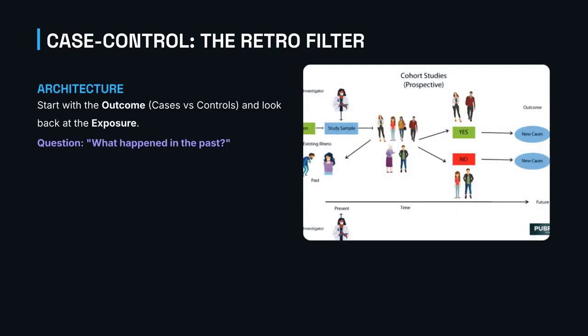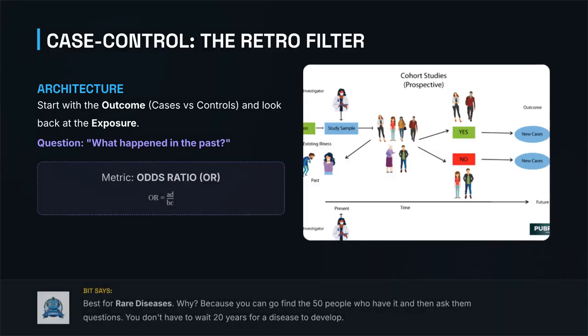BIT has a massive high-yield mnemonic for you here. Take a case to the OR. Case control equals odds ratio. Because you are purposefully selecting people who already have the disease, this is the absolute perfect architecture for studying rare diseases. If only 1 in a million people get a specific tumor, you cannot wait for a cohort to develop it. You go find those specific sick people right now and ask about their past. You control the cases, so you generate the odds ratio metric perfectly.